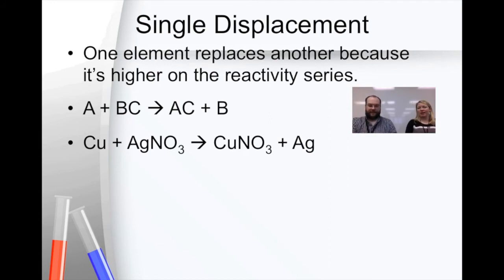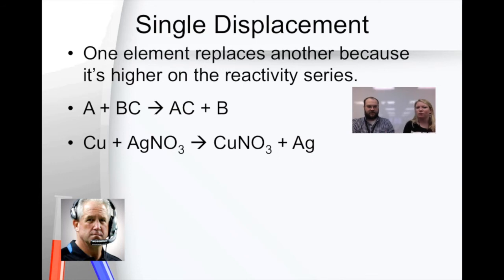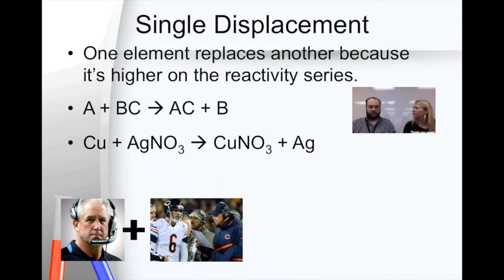So here we go. We have Mr. John Fox, who used to be the coach for another team, a football team. And then we have our buddy Tressman and Mr. Cutler playing for the Bears. In this case, Tressman was terrible, so he would be lower on the reactivity series. And Mr. Fox comes in and, boom, takes his place.